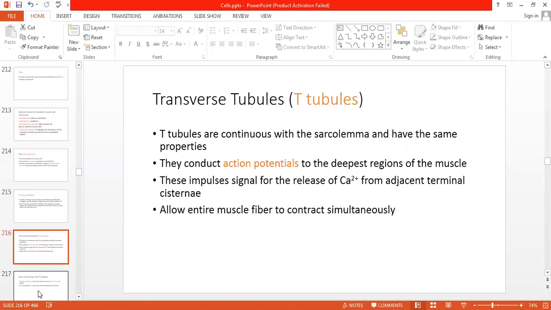Transverse tubules. These tubes are continuous with the sarcolemma and have the same properties. They conduct the action potential to the deepest region of the muscle. These provide electrical impulses to each and every muscle region. These impulses signal for the release of calcium from the adjacent terminal system, allowing the entire muscle fiber to contract simultaneously.